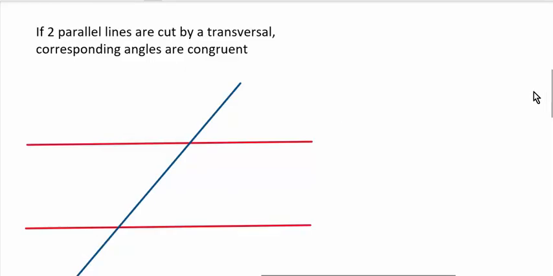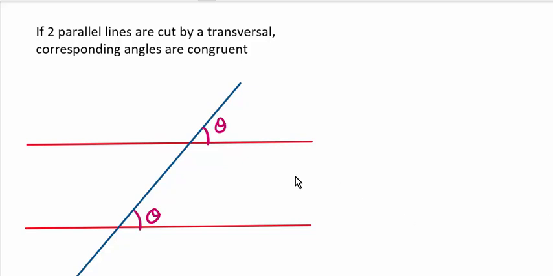In geometry, there's a theorem that says if you have two parallel lines, I drew two red parallel lines, if they're cut by a transversal, that's my blue line, then corresponding angles would be congruent. In our picture, we're talking about this angle and this one. In the picture, they have this angle labeled as theta. By the theorem in geometry, this would also be theta.